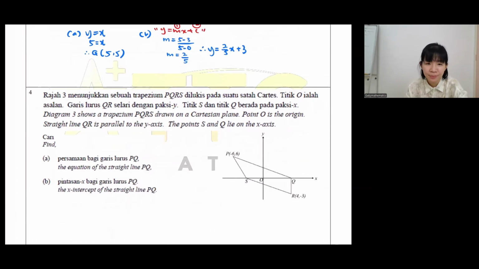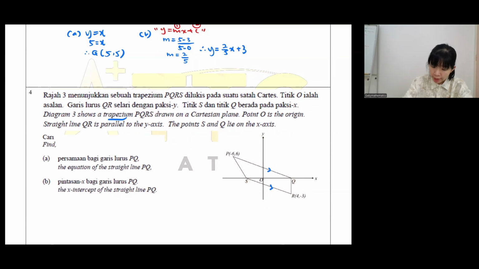Okay, number 4. Trapezium. When they say the shape is a trapezium, you have to understand a bit of the characteristics of a trapezium. Two opposite sides must be parallel. There will be one pair of parallel lines. Here they mention QR is parallel to the y-axis, meaning QR is a vertical line. Then S and Q are on the x-axis.